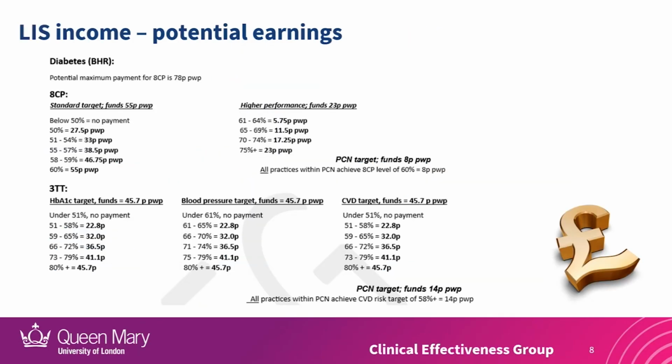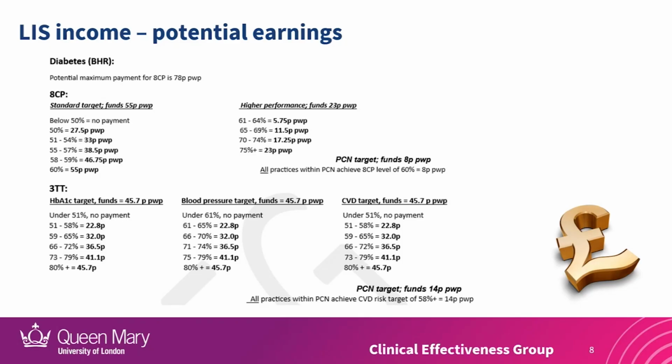So we just wanted to go through your LES income. You have potential earnings within all areas. Your current LESs are your diabetes, your AF, your respiratory. You also have injectable therapies as well. For diabetes, there's two different areas. You have your 8 care processes, which is one payment, and then you have your 3 target treatments, which is another. So as you can see here, there's lots of different catchments. It just depends where you get to at the end of the year.